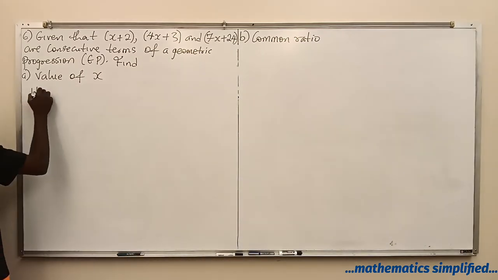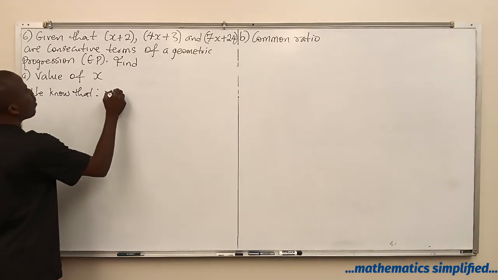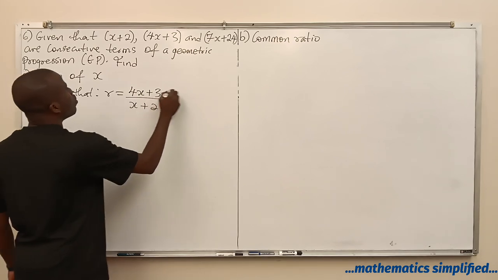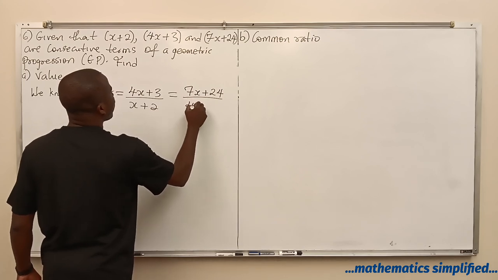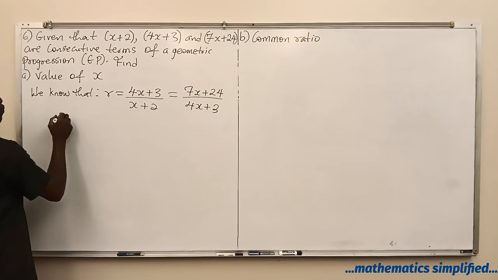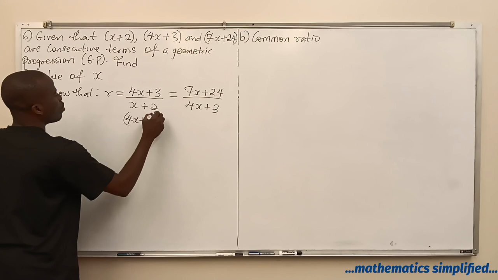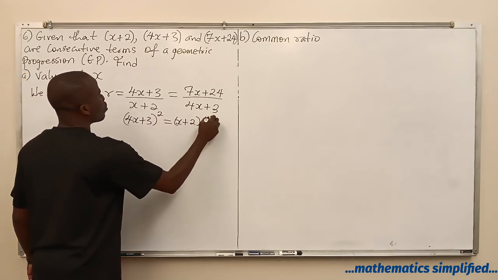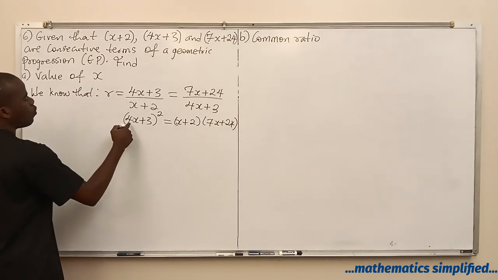So we know that r is 4x plus 3 over x plus 2, which is also the same as 7x plus 24 over 4x plus 3. So we can cross multiply, we have 4x plus 3 all squared equals x plus 2 times 7x plus 24. So if we square this, we have 4x squared is 16x squared.